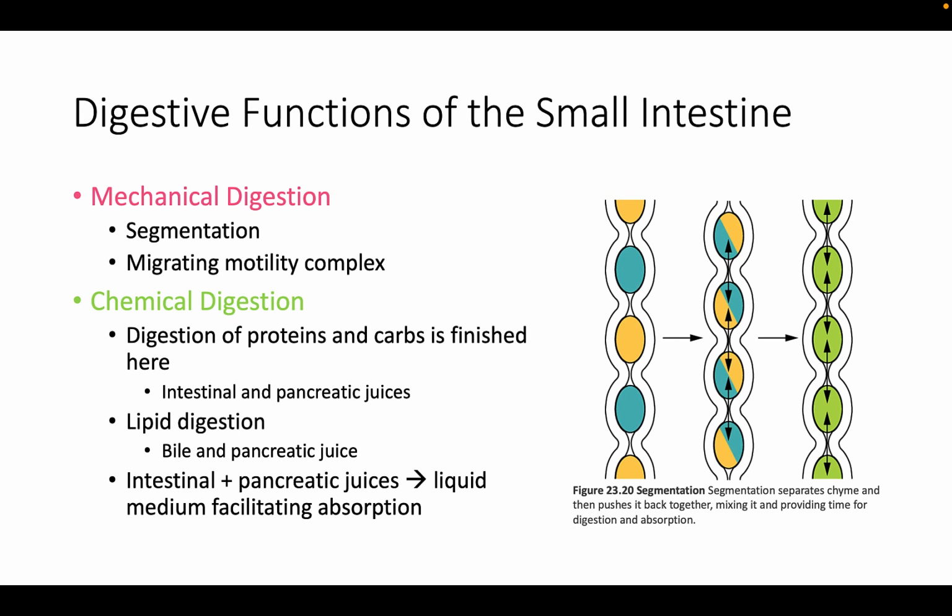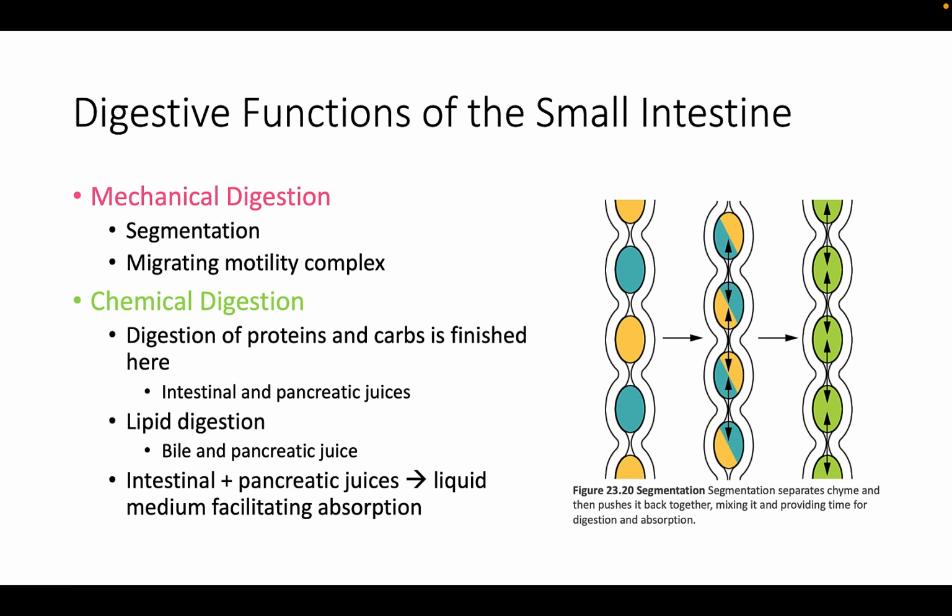Rather, it combines the chyme with digestive juices and pushes food particles against the mucosal lining so that they can be absorbed. When most of the chyme has been absorbed, the small intestinal wall becomes less distended, right? There's less food in there because nutrients are being absorbed. And at this point, the localized segmentation is replaced by transport movements. These transport movements are called migrating motility complexes.